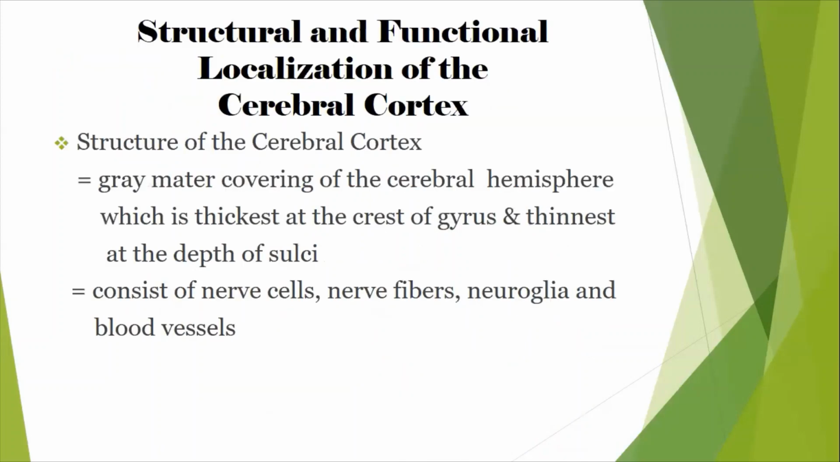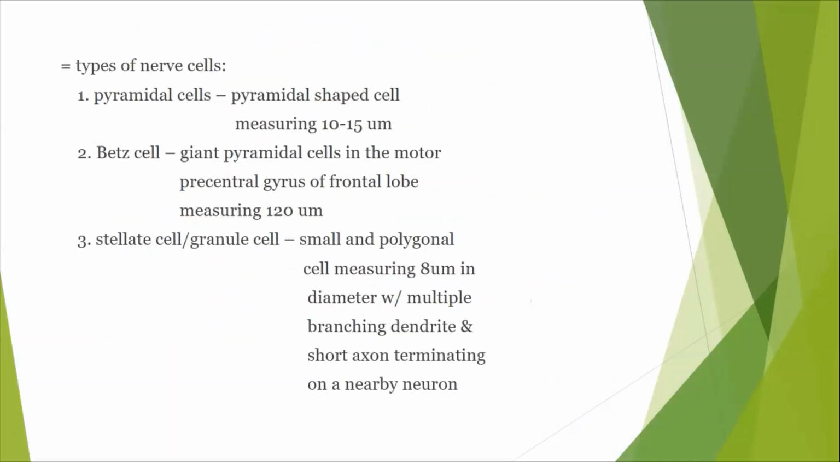Structural and functional localization of the cerebral cortex. So your cerebral cortex is a gray matter covering of your cerebral hemisphere, which is thickest at the crest of the gyrus or the upper portion of the gyrus and thinnest at the depth of the sulci. So it will consist of nerve cells, nerve fibers, neuroglia, and blood vessels.